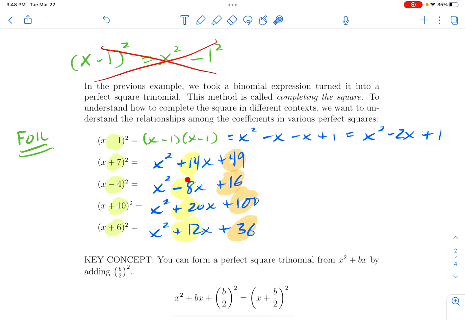Half of negative 8 is negative 4. Square it, that's 16. Half of 20 is 10. Square it, that's 100. Half of 12 is 6. Square it, that's 36. So the rule here seems to be take half of that coefficient of x and square it.